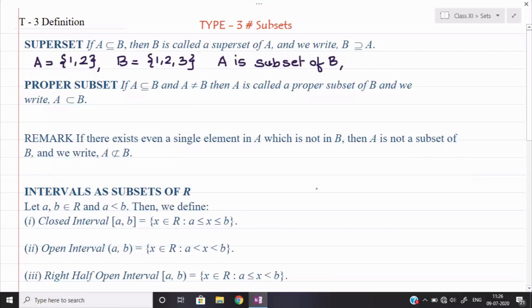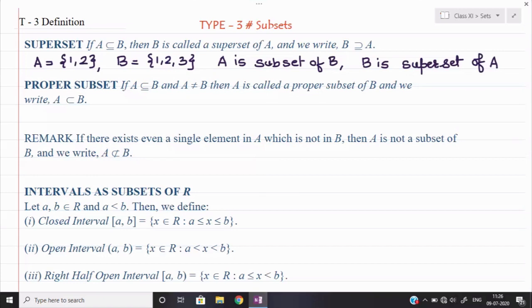How shall I express here? I will write down here: B is a superset of A. Okay, right? So the relation is the same, only how you express it from one set to another, that is the difference of the terms that will come. So here A will be a subset of B while B will be a superset of A.